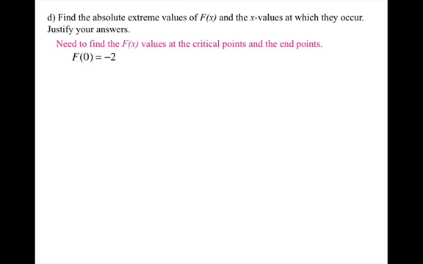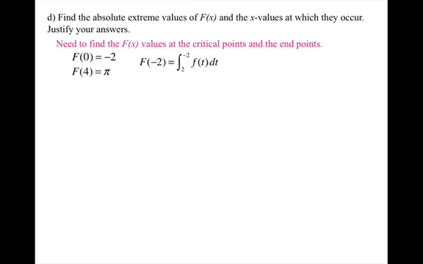Well, we already have big F of 0, and we know that x equals 0 is a critical point. That was from part A. We also found big F of 4, which was another critical point. That was also from part A. Now we just have to find the values of big F at the endpoints.